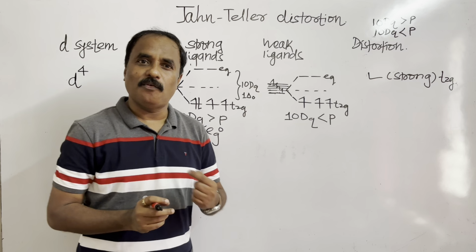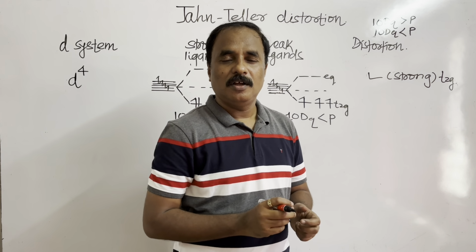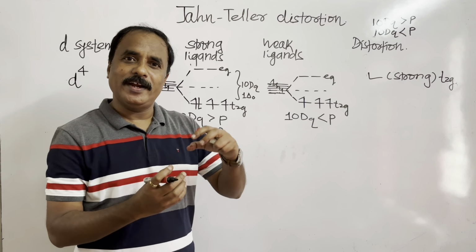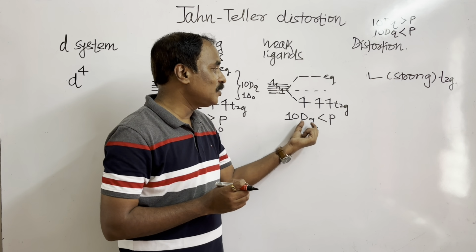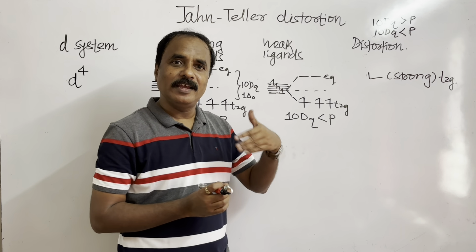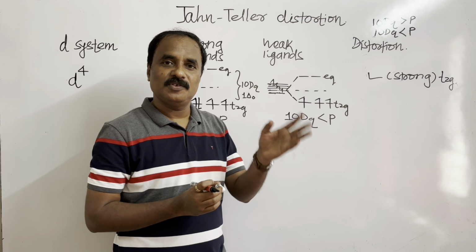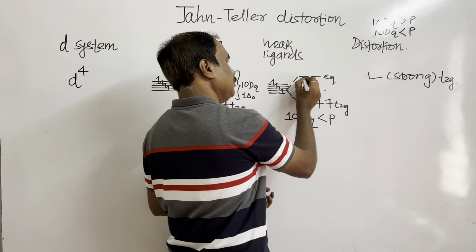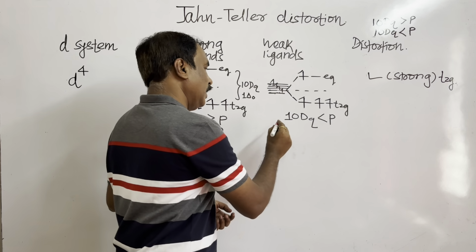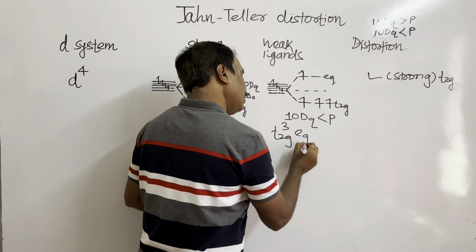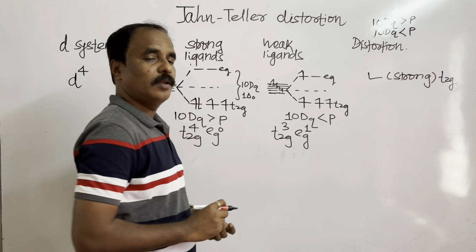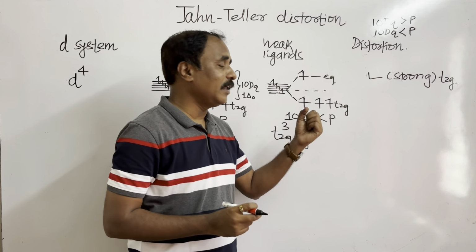Now tell me the position of the 4th electron. Here, attack of weak ligand, splitting of d atomic orbitals is less. What is the relation? 10 Dq is less than pairing energy, and pairing के लिए energy ज़्यादा लगती है. So the 4th electron will enter in Eg. So here electronic configuration is what? T2G3 and Eg1.